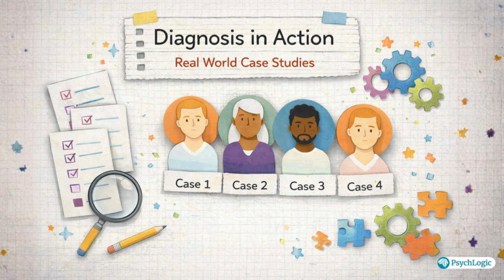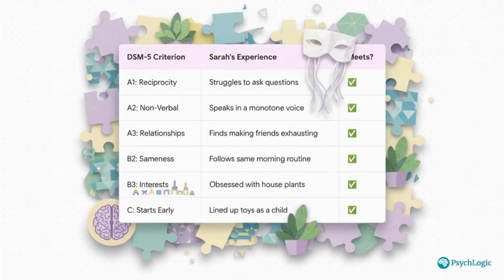So we have the checklist, but what does this look like when it's all put together in a real person? Let's see how these criteria work in the real world with a couple of quick case studies. So here we've got Sarah, a successful 32-year-old. And if you look at the chart, you can see how she checks off all 3 A boxes and multiple B boxes. But here's the really interesting part.